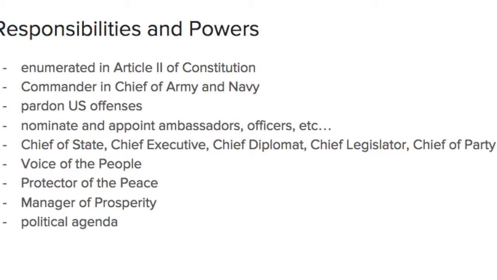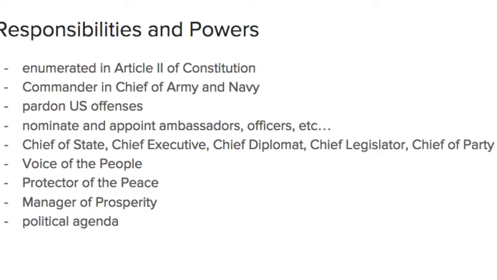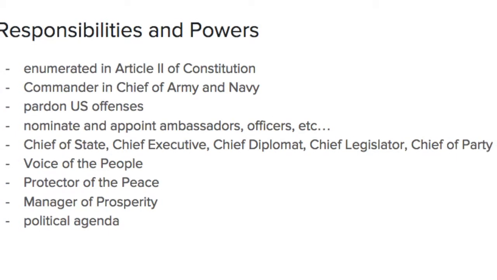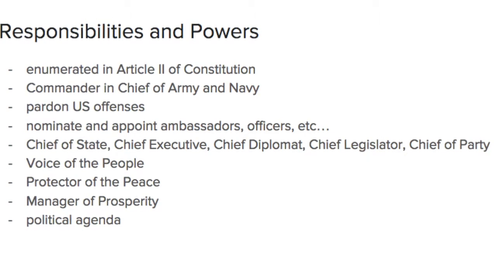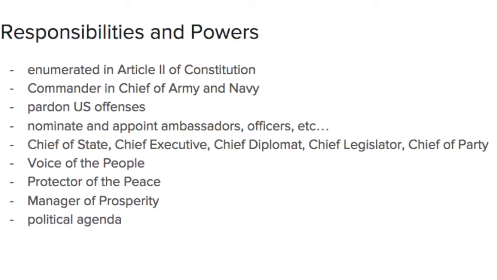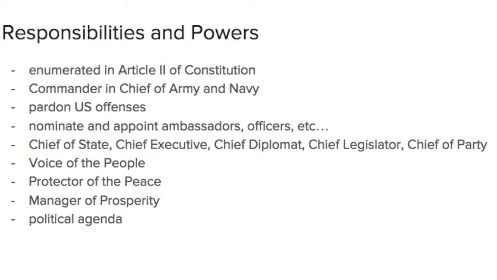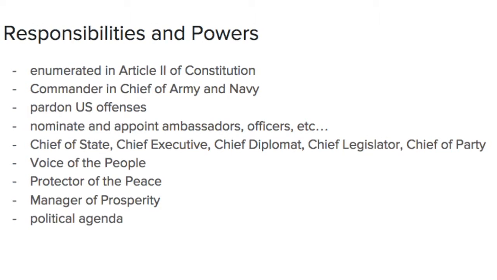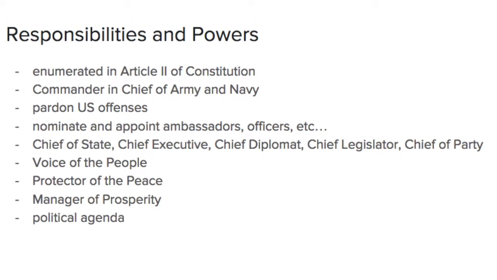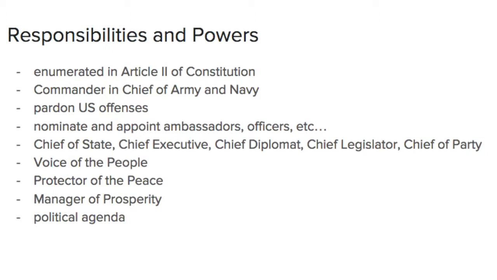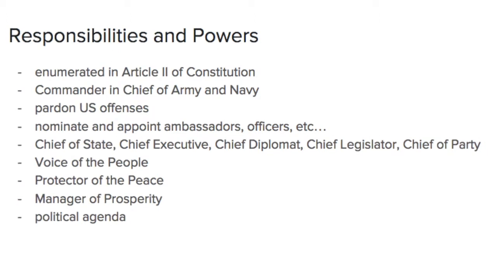Along with these powers, he is also able to pardon any offenses within the United States, besides impeachment. He can nominate and appoint ambassadors, public ministers and consuls, Supreme Court judges, and U.S. officers, as long as 2/3 of the senators agree with this decision. He is also the Chief of State, Chief Executive, Chief Diplomat, Chief Legislator, and Chief of Party. This essentially means that the president is responsible for the operations of these branches, as well as serving as a ceremonial head for the government, and represents their party.